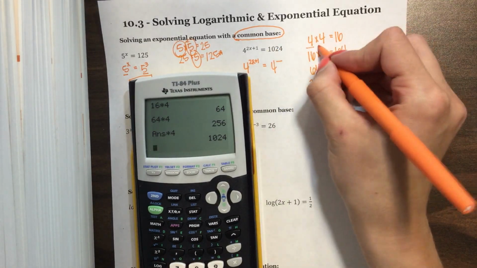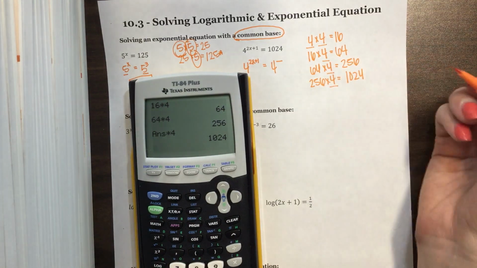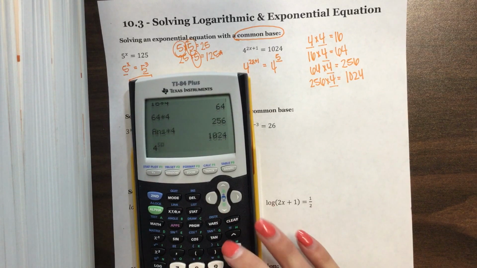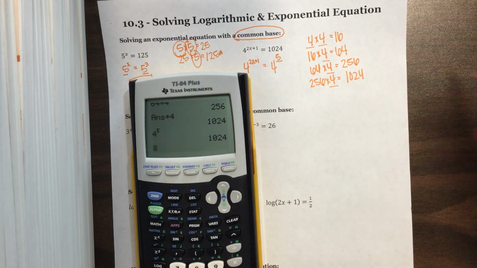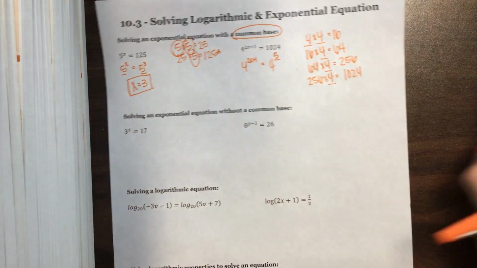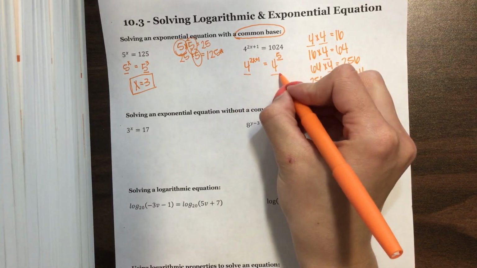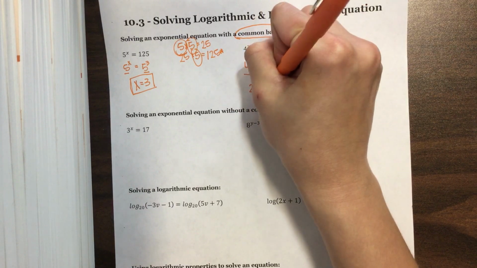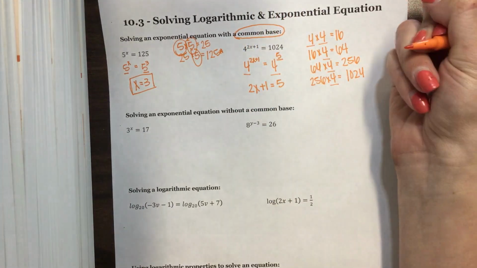So I have 1, 2, 3, 4, 5 fours. So that's 4 to the 5th power. And you can always double check. 4 to the 5th is 1024. So that's exactly what I was looking for. So now my bases are the same. I'm just going to set my exponents equal to each other. So that's going to be 2x plus 1 equals 5.